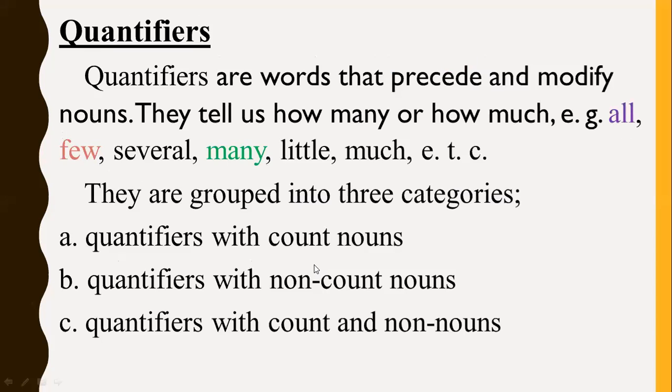Now let's move to the next one, which is quantifiers. Quantifiers are words that precede and modify nouns. They tell us how many or how much. For example, we have all, few, several, many, little, much, and so on.